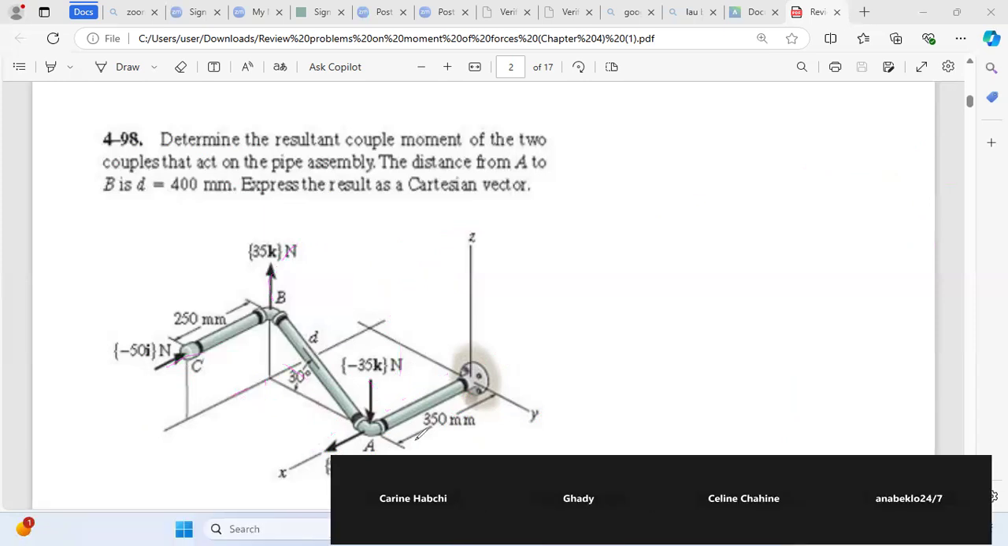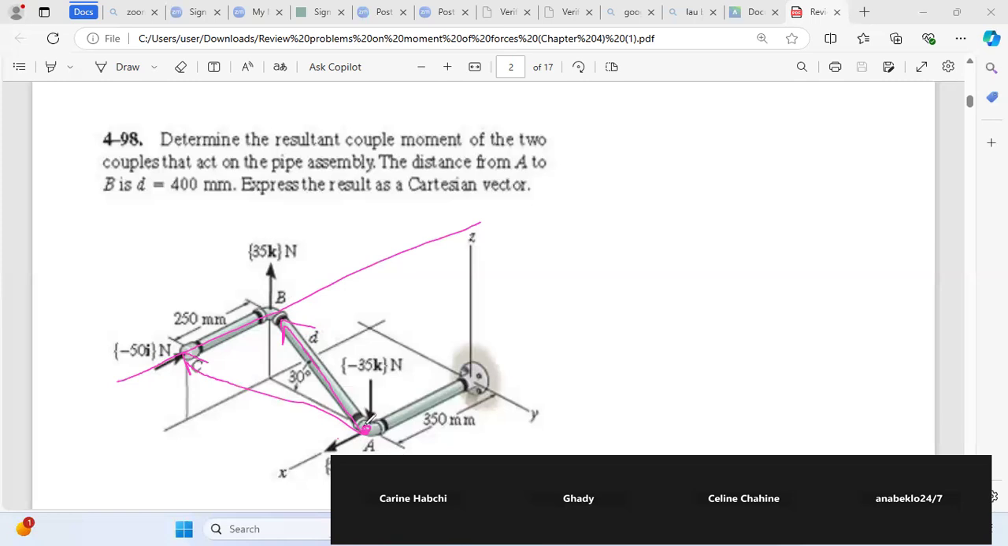For the second couple, it's not parallel to a simple plane, so we cannot use the right-hand rule here. It will be more complex. So we stick to the easiest way, which is to start from the first force and go to any point on the second. You can take AB or AC, both are right. But what is easier is the AB vector because you already calculated its components.